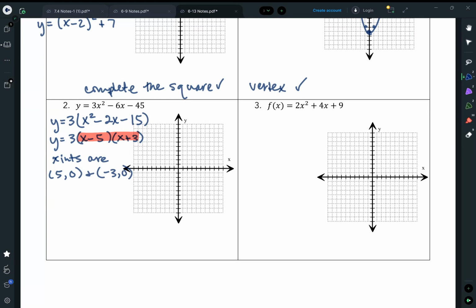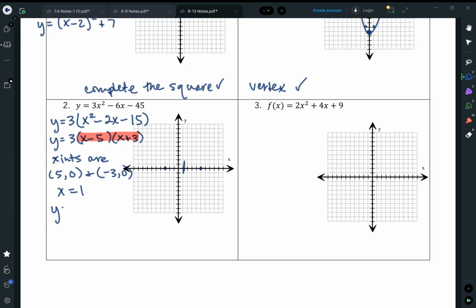So let's go ahead and plot those intercepts. So (5, 0), (negative 3, 0). And we know that the x in the middle, the average one, is where our vertex would be, because we know that parabolas are symmetrical. So I could look at this and find the middle, or I could take 5 and negative 3 and add them together and divide by 2 and find the middle. But I can tell my middle would be right over in here. So when my x equals negative 1, or sorry, positive 1. So x equals 1 is going to be my x value at the vertex.